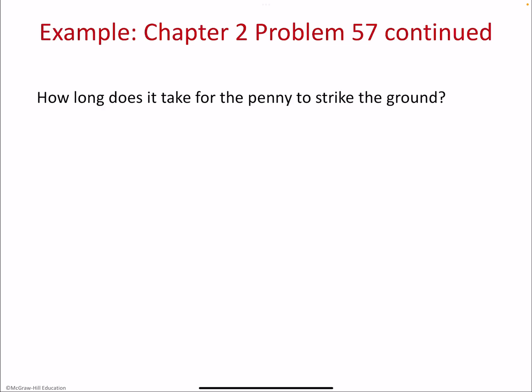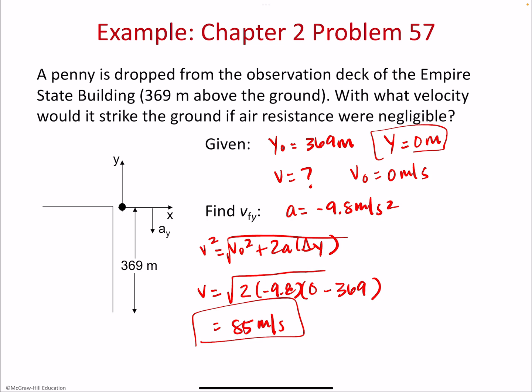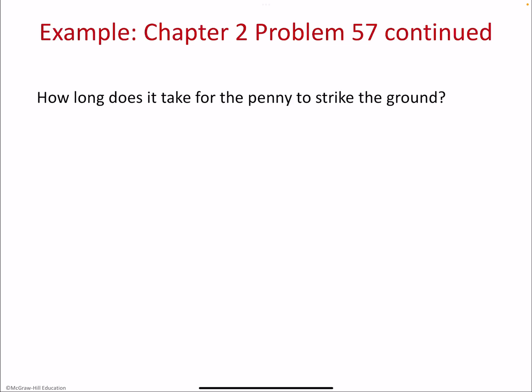All right. How long does it take for the penny to strike the ground? So now that you have the final velocity, you could do number 2 if you wanted. It actually shows it doing number 4. I was going to say, why would you choose 2 over 4? Is it just faster? Easier? Well, this is 2.